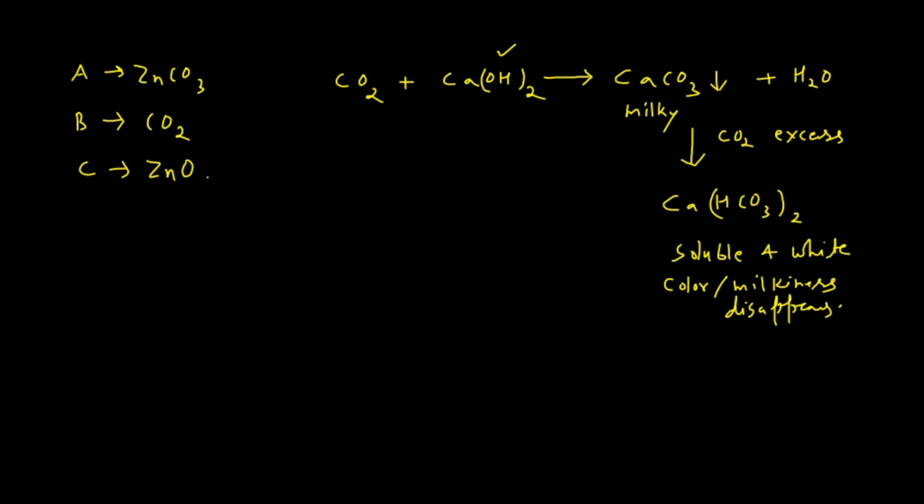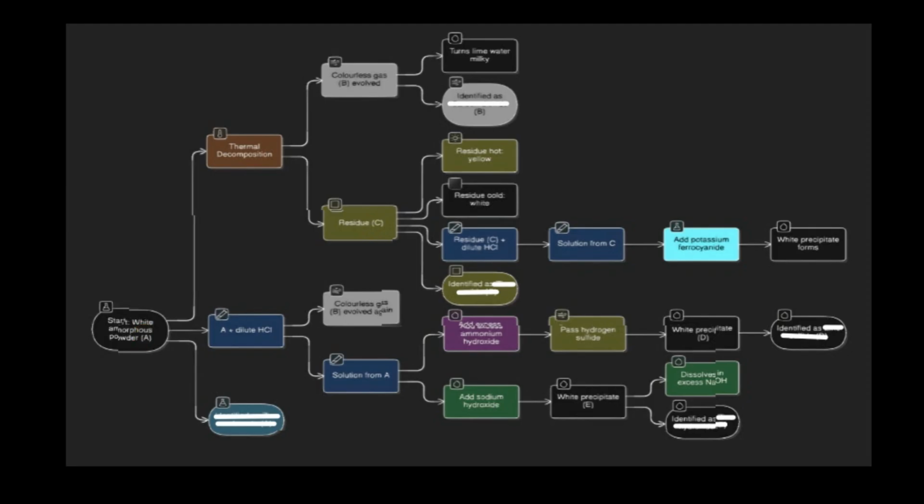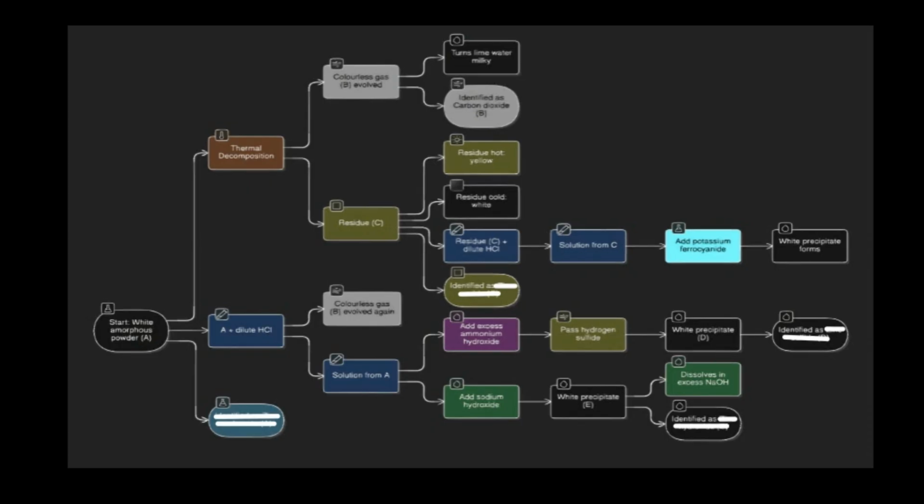Now the second part, I'm going back again. We identified A, we have identified B here, this one. So if I erase this, this is basically carbon dioxide. And then if I erase this, your compound A is zinc carbonate, ZnCO3. So A, B, C you have identified.